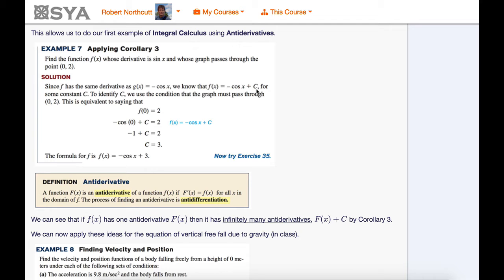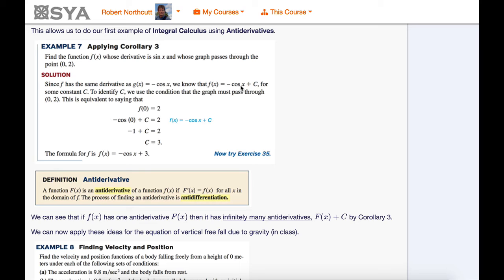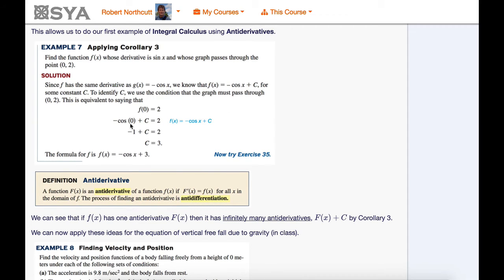Now what we don't know is the constant, but we do know that this function is going to pass through the point (0, 2). So we know that when x is 0, the value of the function will be 2. So we can substitute that into minus cosine x plus c and get that the constant has to be 3. So there is a unique function whose derivative is sine of x, which passes through the point (0, 2), and that unique function is negative cosine of x plus 3.